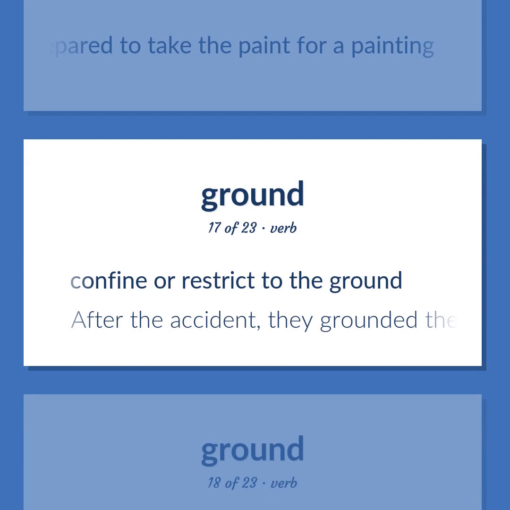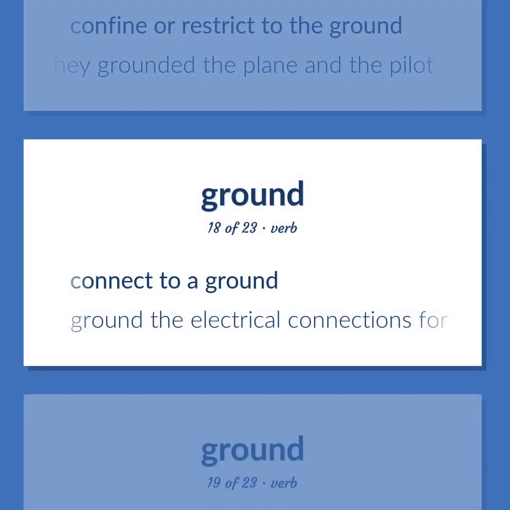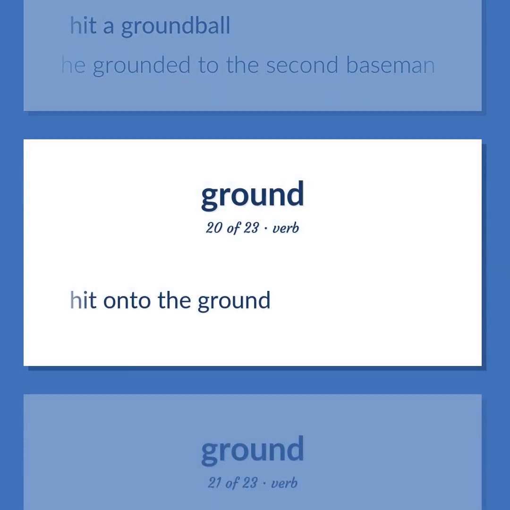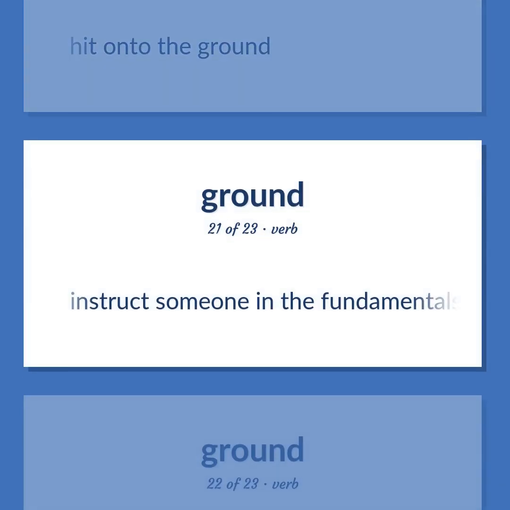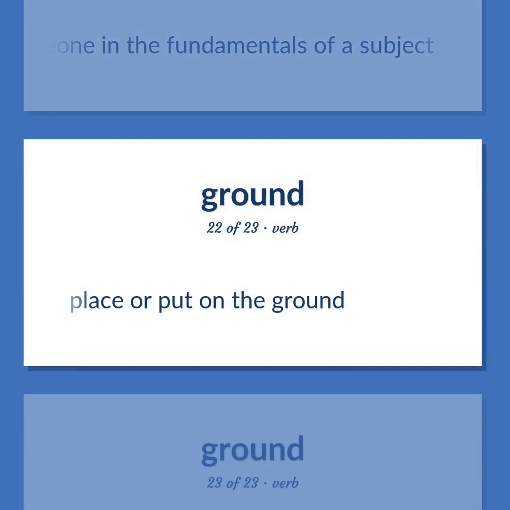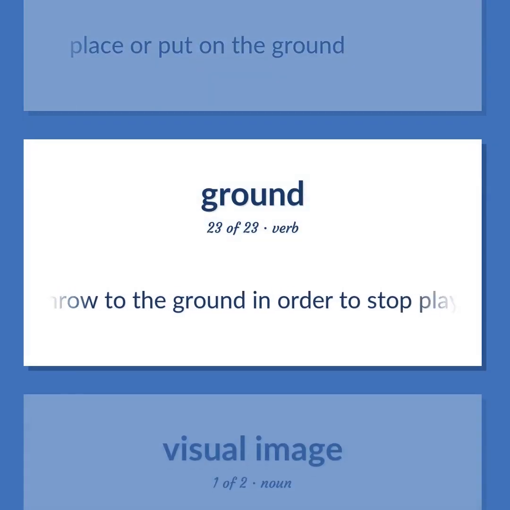Confine or restrict to the ground. After the accident, they grounded the plane and the pilot. Connect to a ground. Ground the electrical connections for safety reasons. Hit a ground ball. He grounded to the second baseman. Hit onto the ground. Instruct someone in the fundamentals of a subject. Place or put on the ground. Throw to the ground in order to stop play and avoid being tackled behind the line of scrimmage.